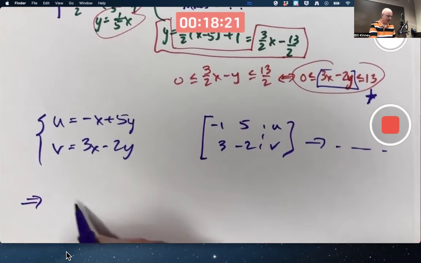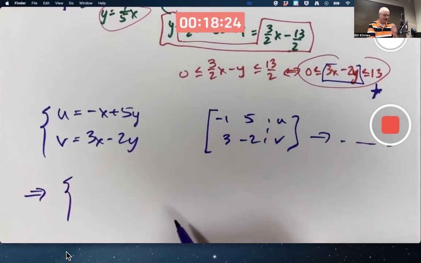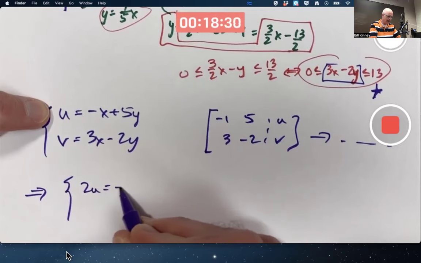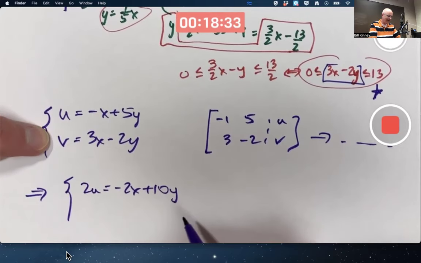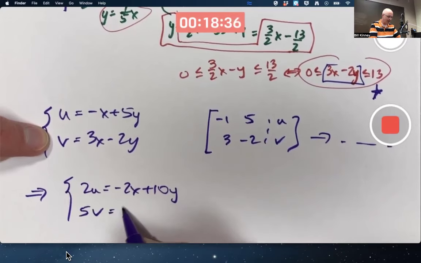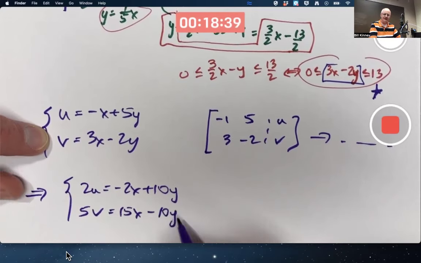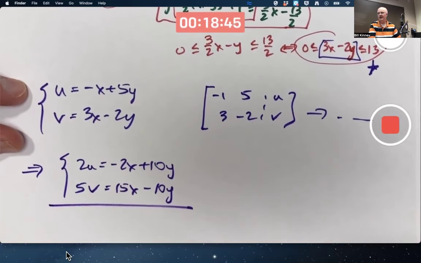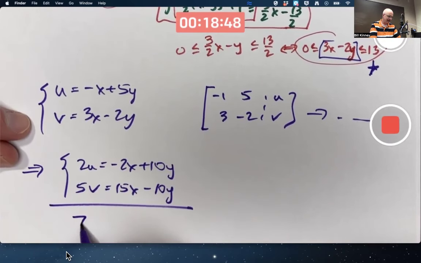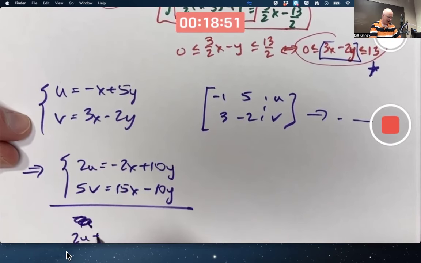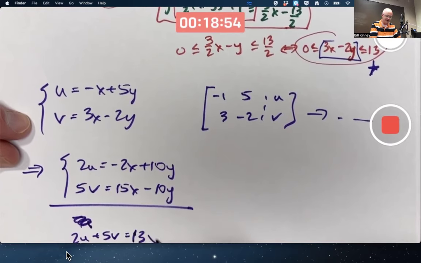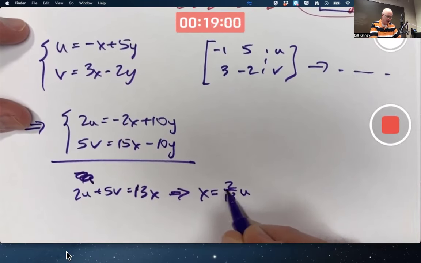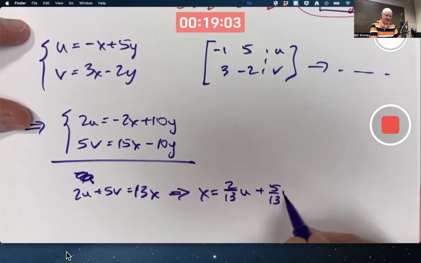For example, if you multiply, say, what should I do? The first equation by 2, and the second equation by 5, what happens when you do so? You get a 10y there and a negative 10y there. Now, if you add the equations, the y's go away. You've eliminated the y. To get 2u plus 5v equals 13x. So x is 2/13 u plus 5/13 v. I've solved for x.